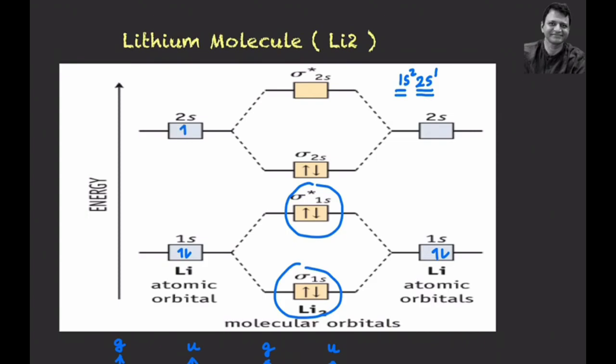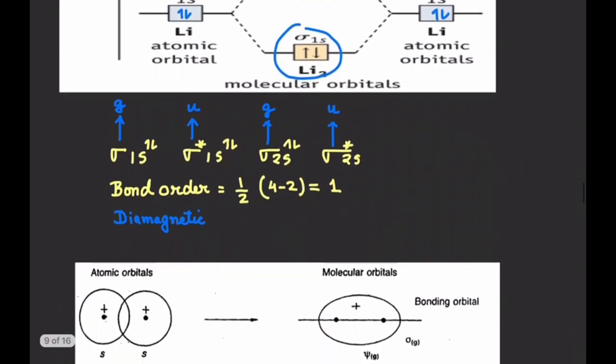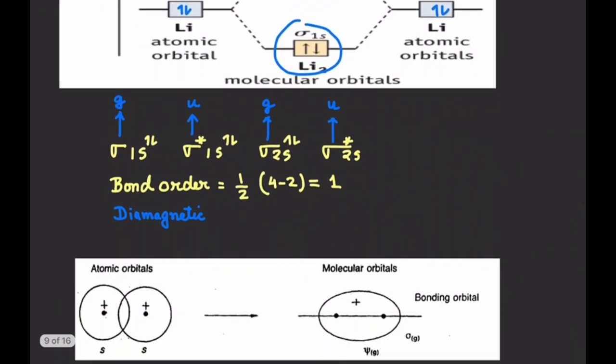If we are discussing 2s, there is one electron in 2s from each atom, so the total number of electrons in sigma 2s will be 2. There is no electron in anti-bonding. So we can calculate the bond order either with respect to the valence electrons or with respect to the total number of electrons, and the answer will be the same.